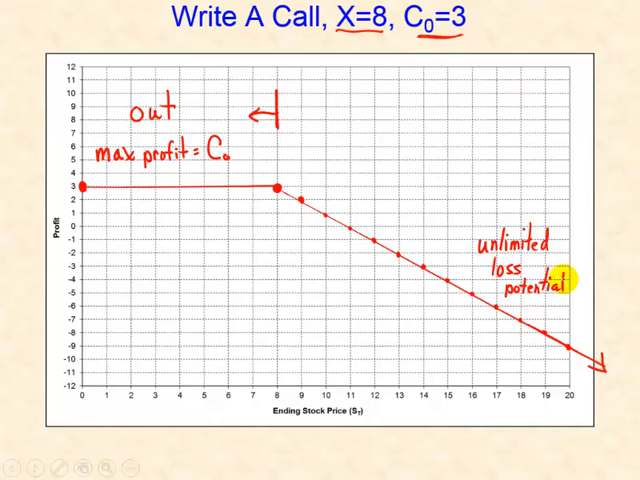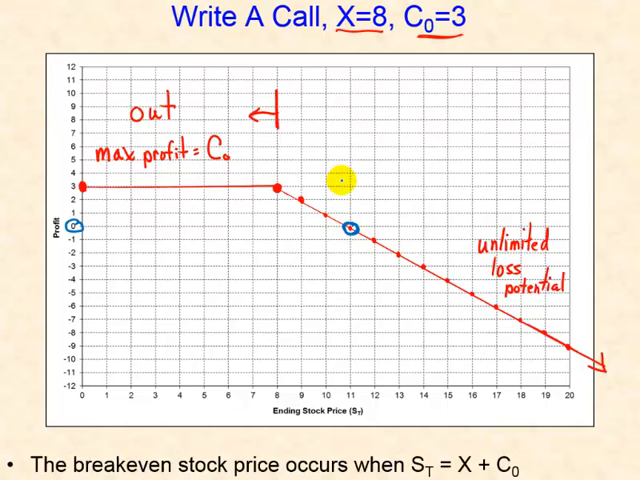We can also see the break-even. Break-even occurs when our profit is equal to 0, and so here's the break-even stock price. The break-even occurs when the ending stock price is equal to the exercise price, which is 8, plus the call premium, which is 3. You'll notice that the break-even point for the call writer is identical to the call buyer.